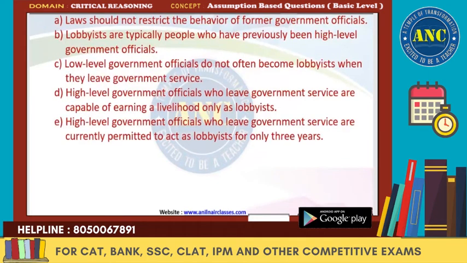And if you look at the options, laws should not restrict the behavior of former government officials. Lobbyists are typically people who have previously been high-level government officials. Low-level government officials do not often become lobbyists when they leave government service. High-level government officials who leave government service are capable of earning a livelihood only as lobbyists. High-level government officials who leave government service are currently permitted to act as lobbyists for only 3 years.